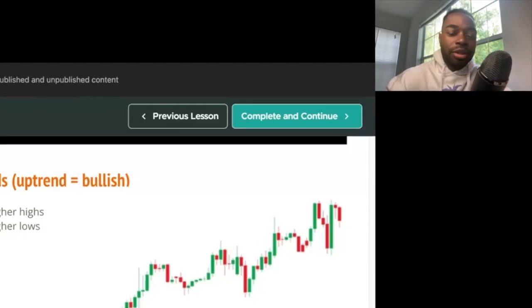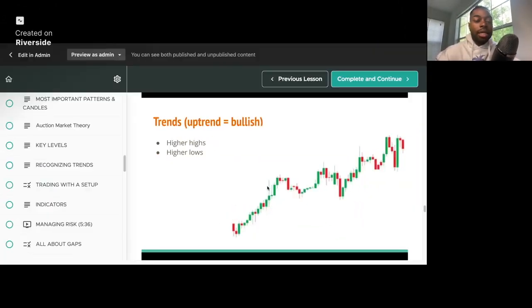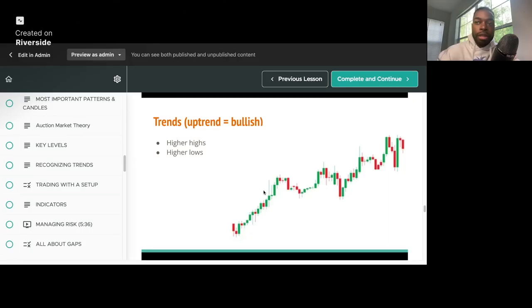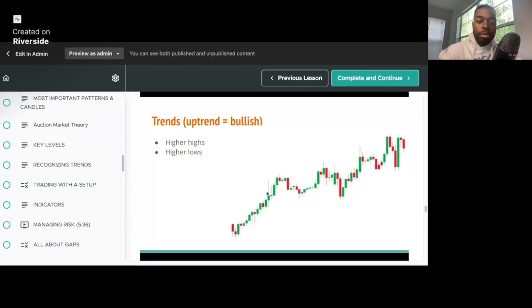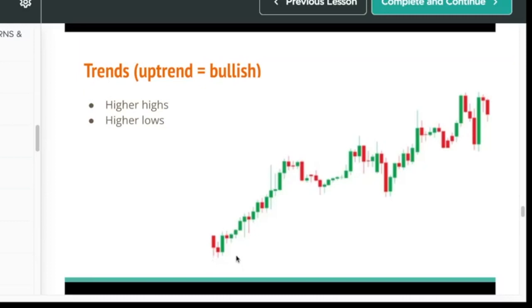All right, so continuing our chart reading basics, we know how Japanese candlesticks look now, and now we're looking at trends. So what is a trend? A trend basically is the direction of price movement. And here, this is an uptrend. An uptrend is bullish. Why? Because remember, bulls mean that we're optimistic, price is going up. So in this case, with all these candlesticks depicting price movement, price is going to the upside. So therefore, this is called an uptrend.